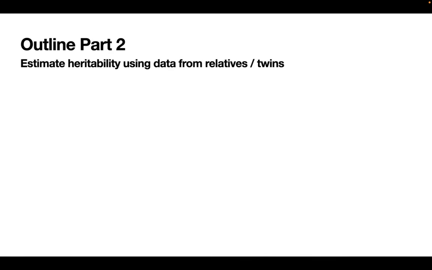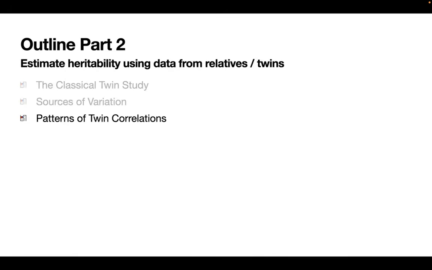Here's a brief outline of this session. First, we'll provide the rationale for the classical twin study and provide proper definitions of the sources of variance that are being estimated. Then we show how we can derive from the patterns of twin correlations the sources of variance that are consistent with them.